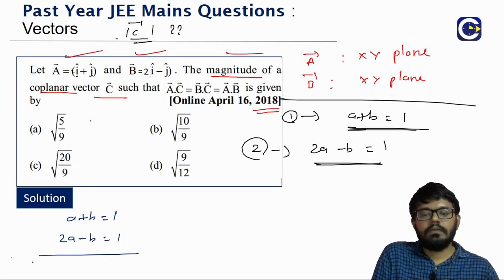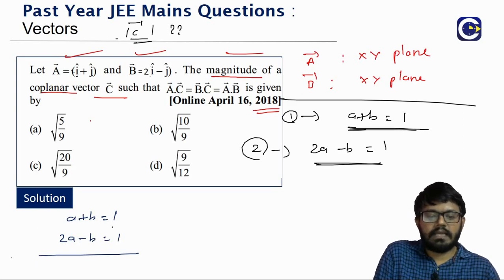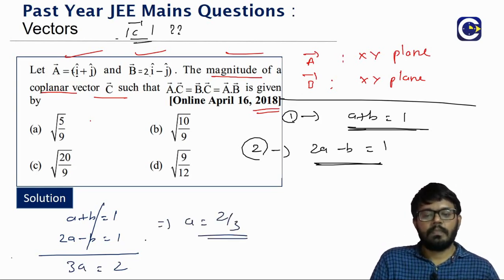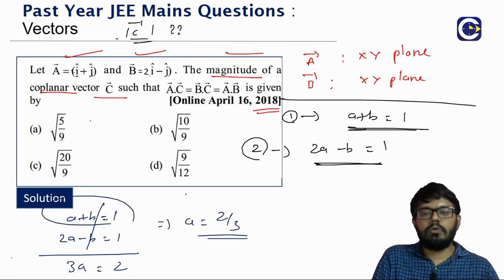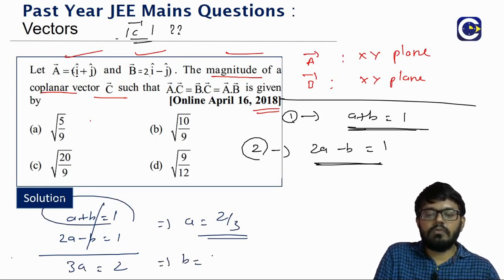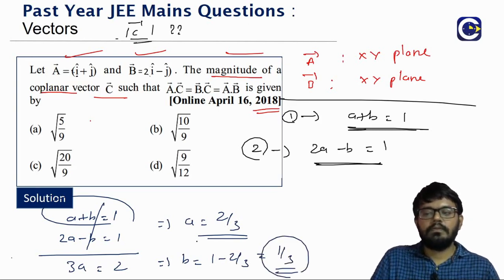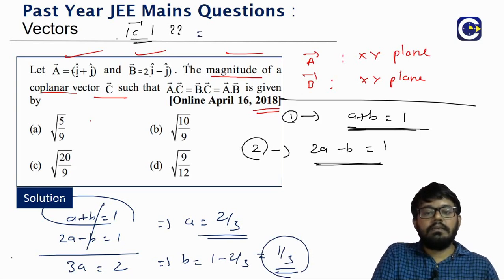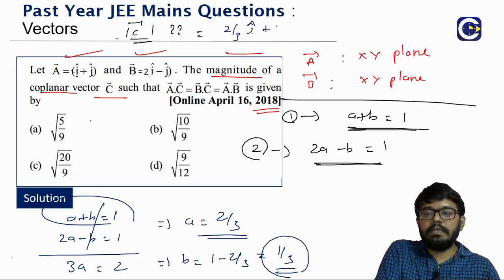If you simply add both the equations, b minus b will be cancelled, and on the left side we have 3a. So a will be equal to 2 by 3. Since a plus b is equal to 1, b will be 1 minus a, that is 1 minus 2 by 3, which is 1 by 3. So the vector C, which is ai plus bj, is 2 by 3 i plus 1 by 3 j. This is our vector C.